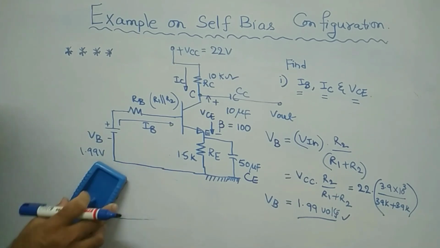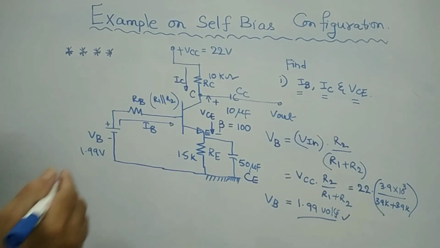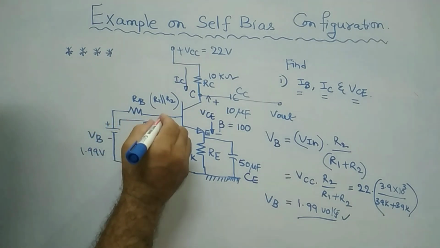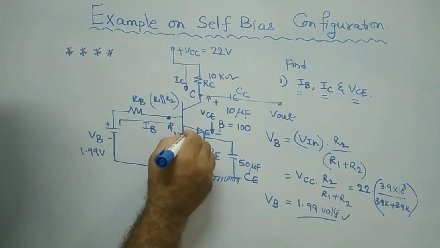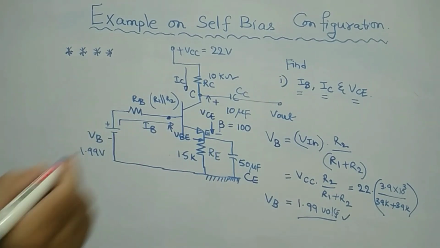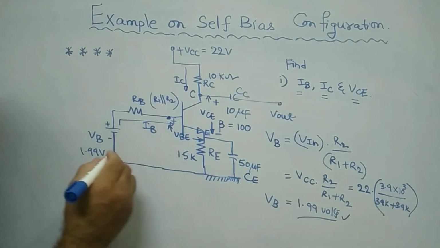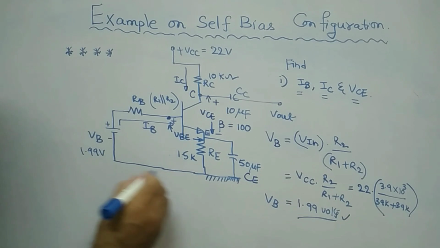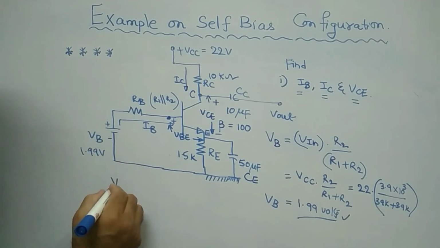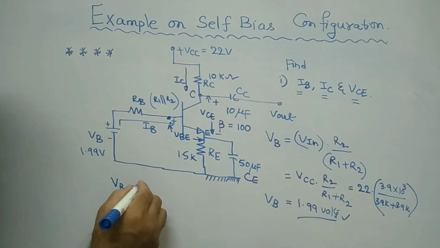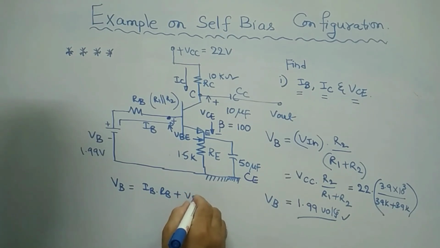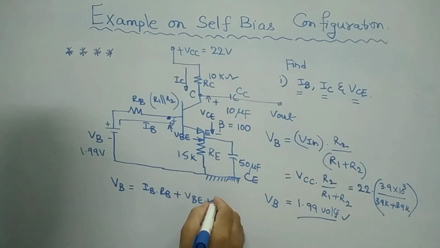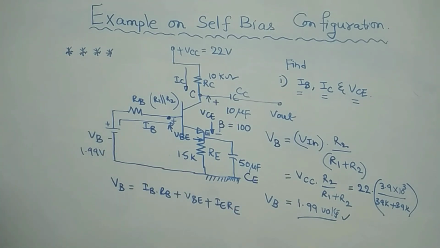So now I can calculate the IB value. For that I need to write the KVL, which is very important. From base to emitter I have the internal voltage also, with plus and then minus. Therefore, write the KVL expression for the input loop. VB is equal to IB into RB plus VBE plus IE into RE.